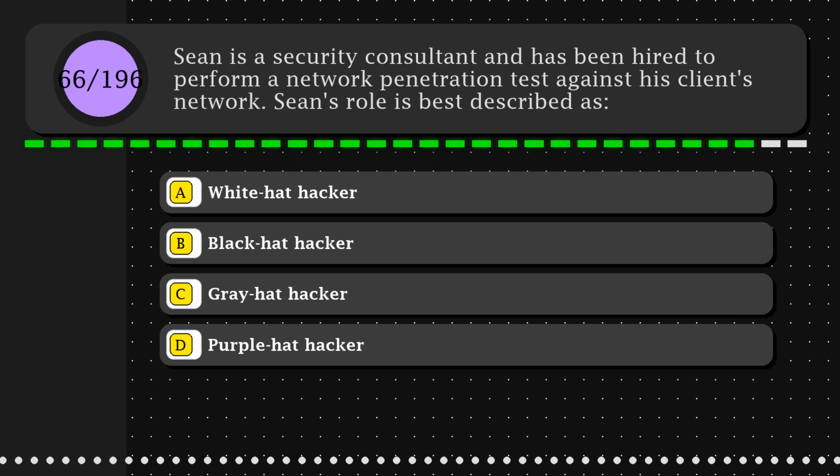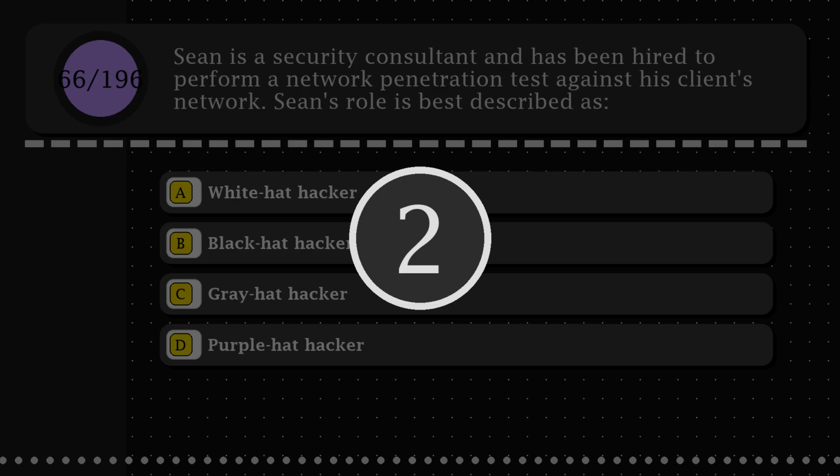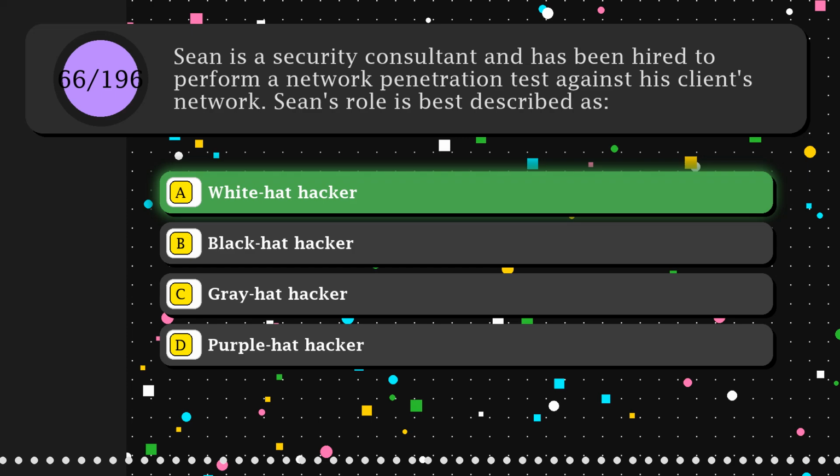Question 66. Sean is a security consultant and has been hired to perform a network penetration test against his client's network. Sean's role is best described as option A, white hat hacker. Option B, black hat hacker. Option C, gray hat hacker. Option D, purple hat hacker. The correct answer is option A, white hat hacker.